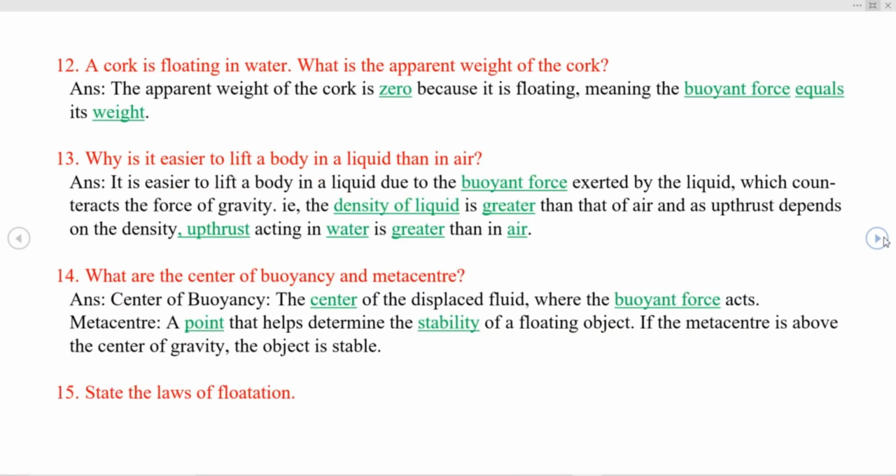Next question: a cork is floating in water. What is the apparent weight of the cork? The apparent weight of the cork is 0 because it is floating, meaning the buoyant force equals its weight.